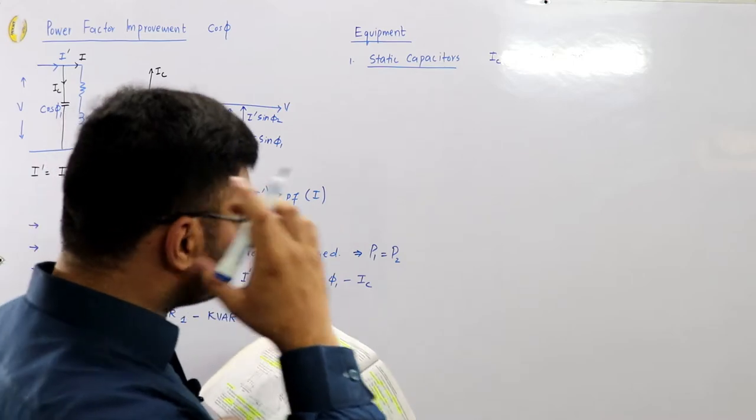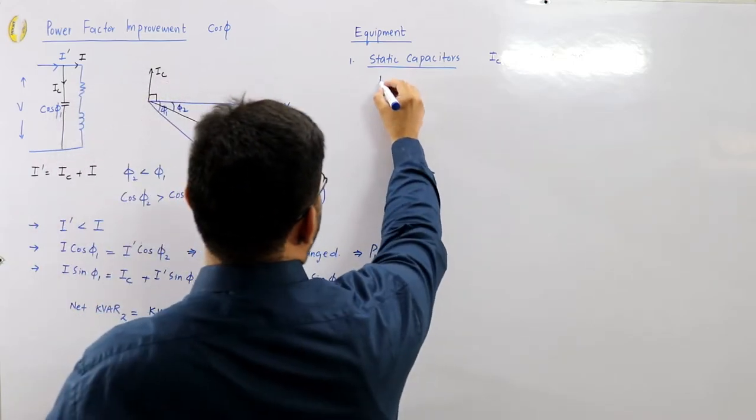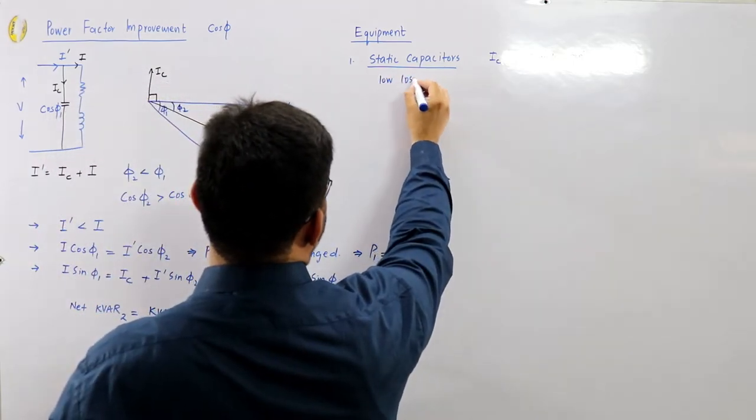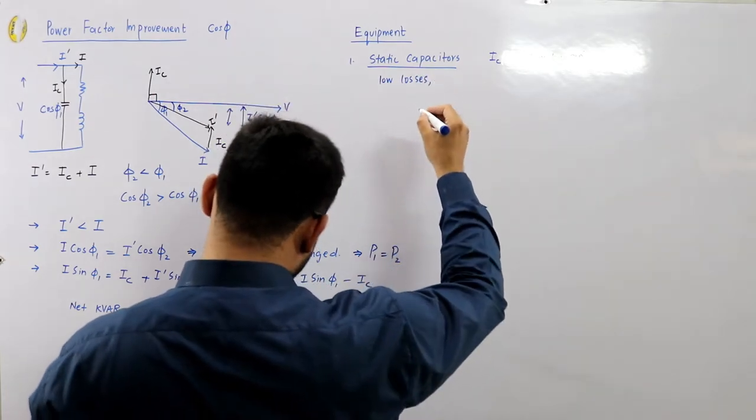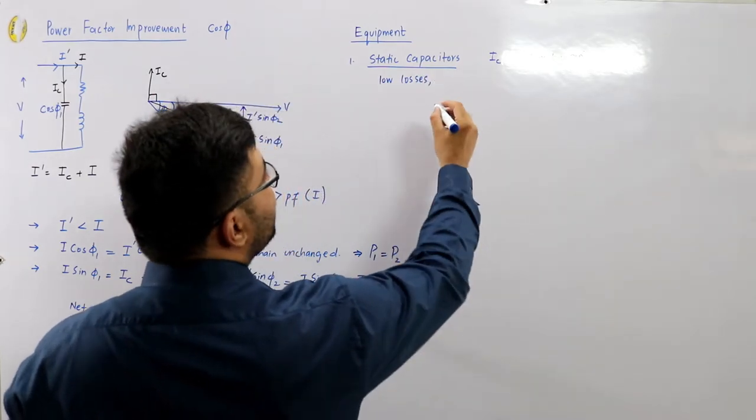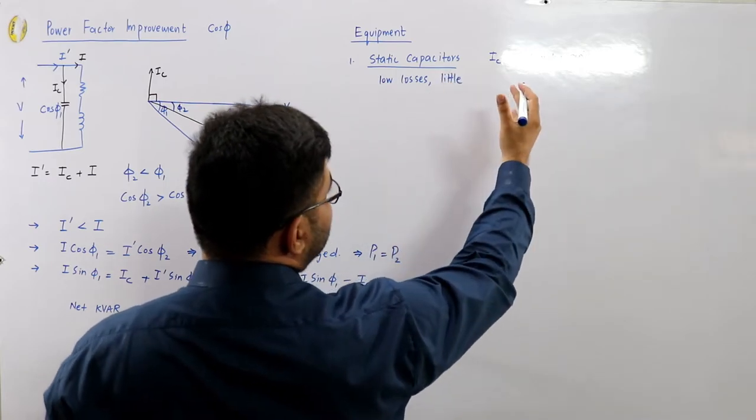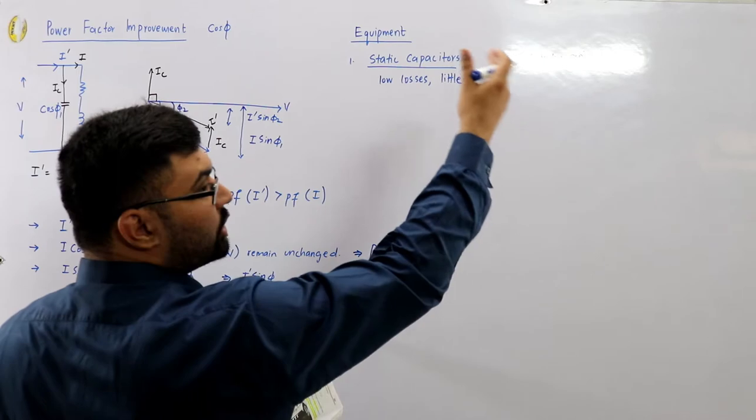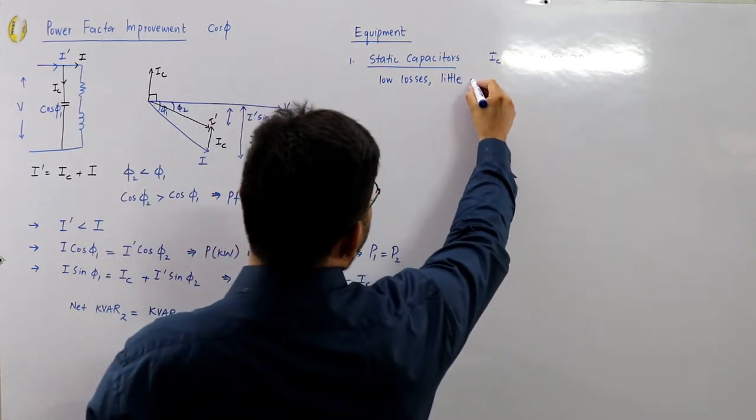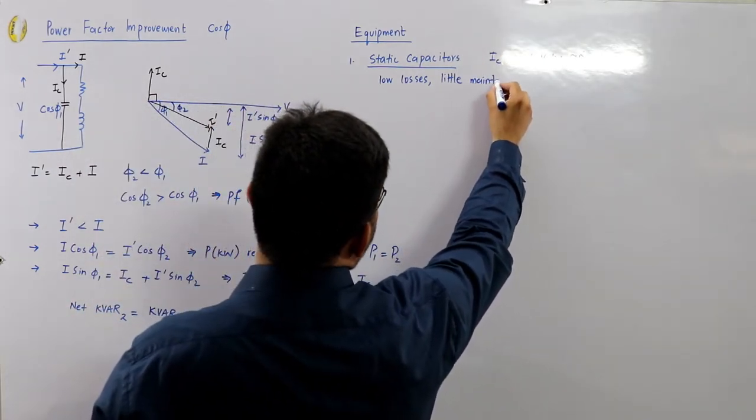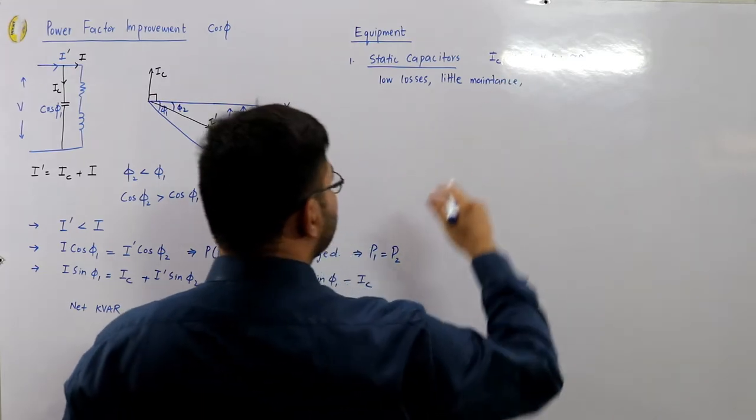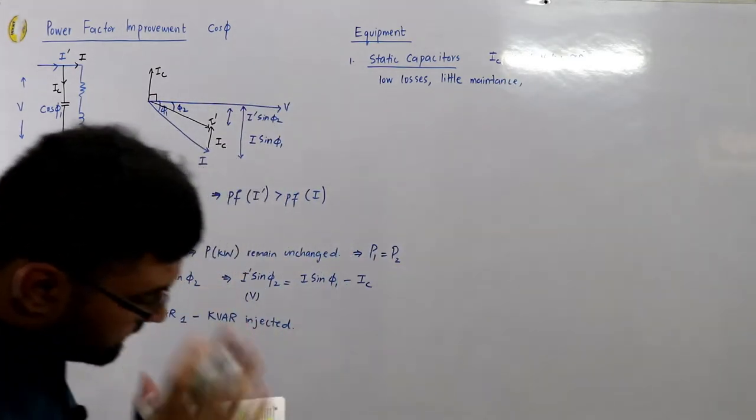The advantages are that they have low losses. I will write them over here. They require little maintenance. Why do they require little maintenance? Because they are just static devices. They don't have any rotating parts. No machinery is involved. So that is why they require very little maintenance.